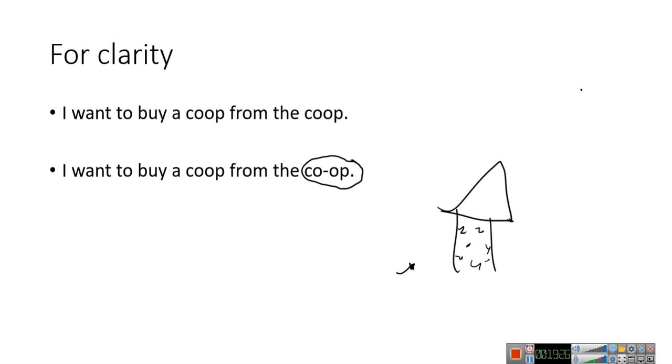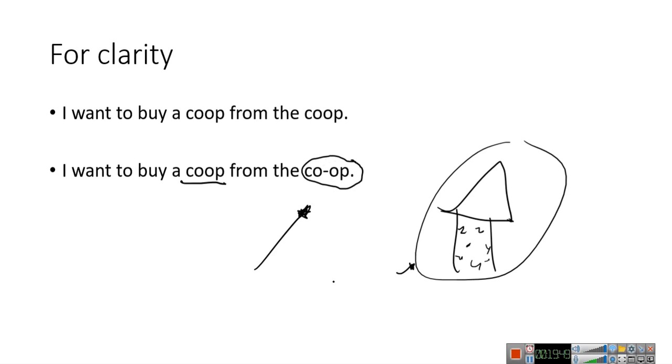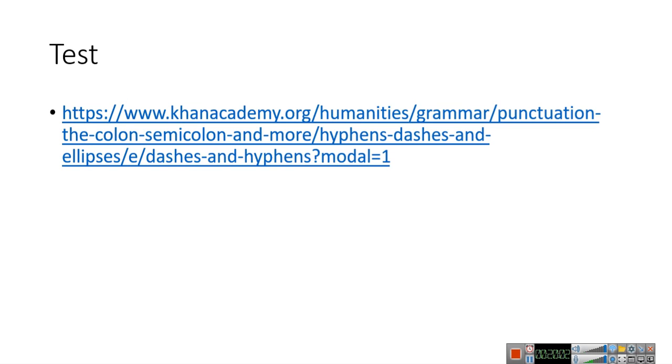So in this case, we have something confusing: if I don't know what a coop and a co-op are, I can say, I want to buy a coop from the coop. This is very confusing. So if we want to avoid that, I need to use the hyphen. In this case, I want to buy a coop, which is this, from a co-op. I'm using the hyphen so that I make clear that I'm buying this from a cooperative. And that's it. Now let's do the test.